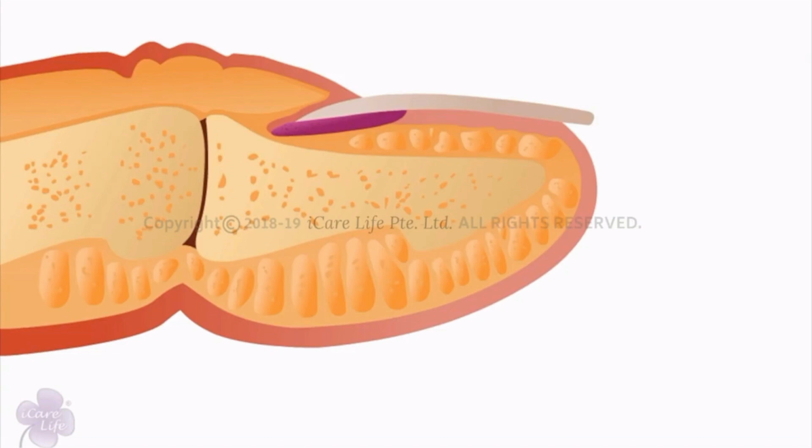Let us now look at how a nail grows. The epidermal cells below the matrix divide to form new cells. The old cells move up the matrix and are cut from the blood supply. As more cells are generated, the nail is pushed forward and the nail grows longer.